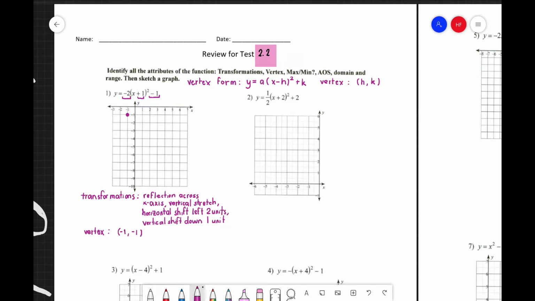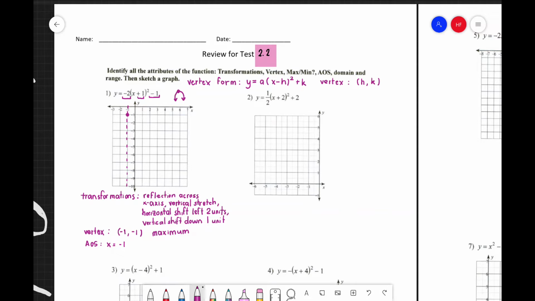It will have a maximum or a minimum, and since we said it would be facing down, it'll have a highest point, so it's going to have a maximum. So that vertex will be a maximum. The axis of symmetry goes straight through that vertex. So the axis of symmetry is the x value of my vertex. So axis of symmetry is x equals negative 1. It's that vertical line.